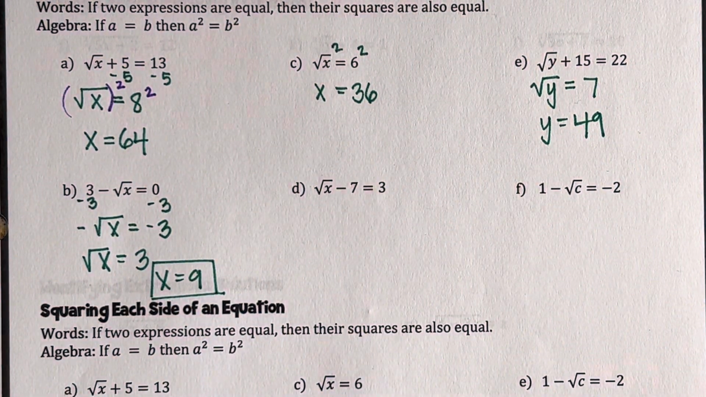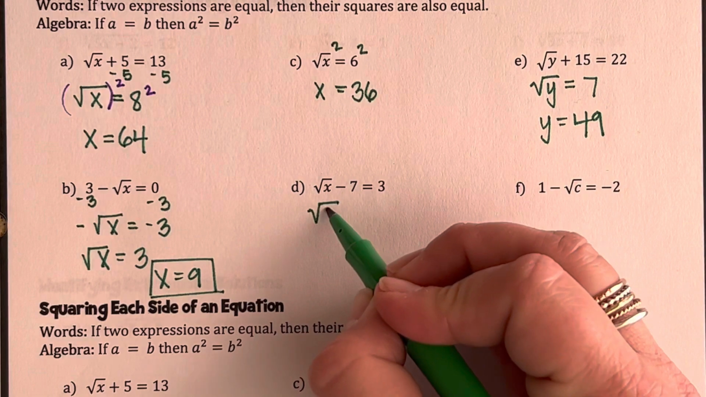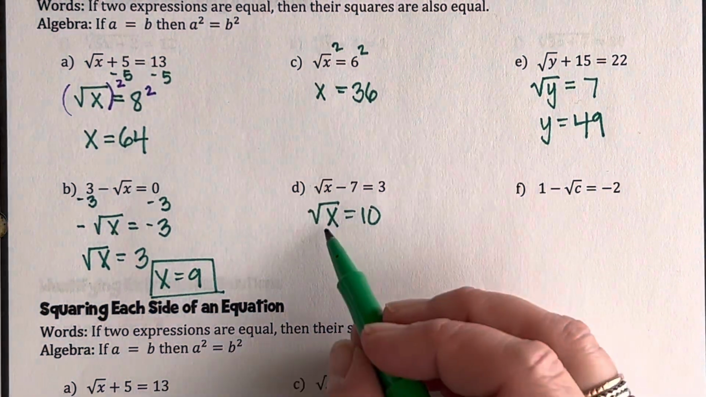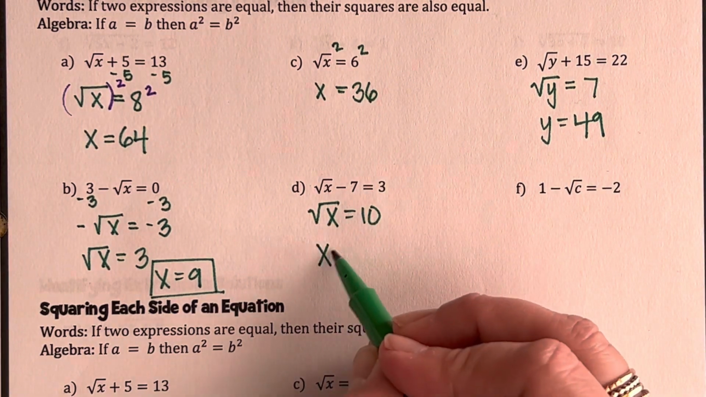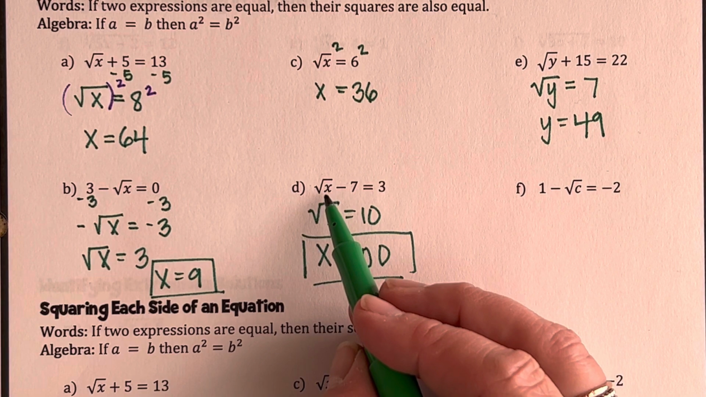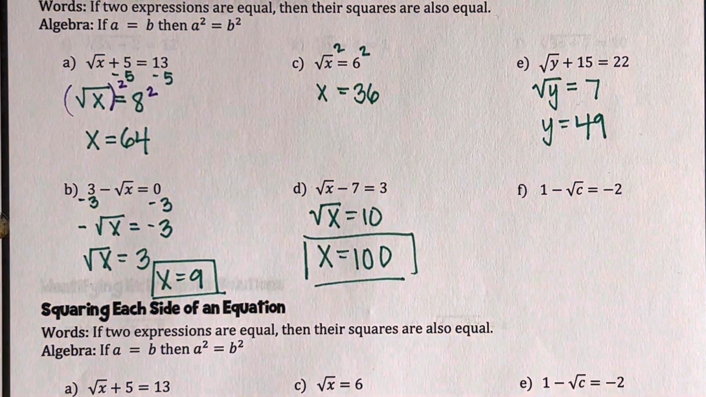Okay, on letter D, we're going to isolate by adding 7. The square root of x is 10. I added 7 to both sides. Then we're going to square both sides. So x is 100. The square root of 100 is 10. 10 minus 7 is 3.